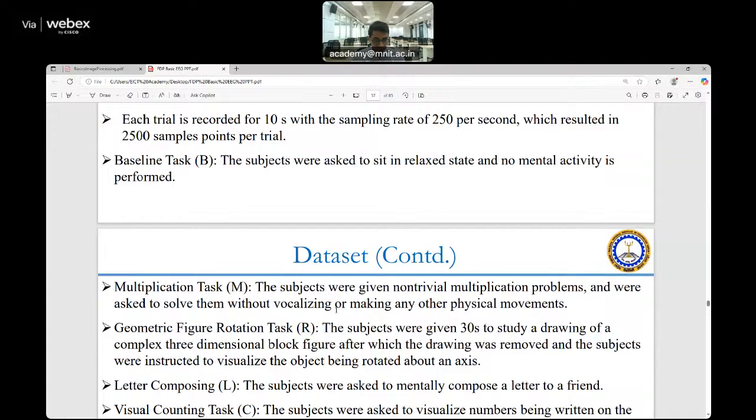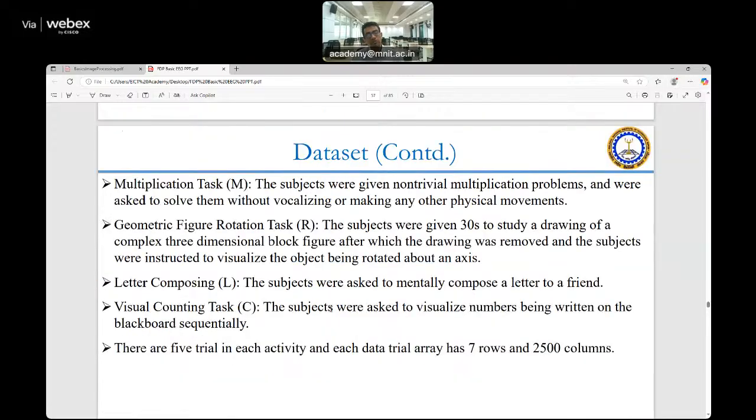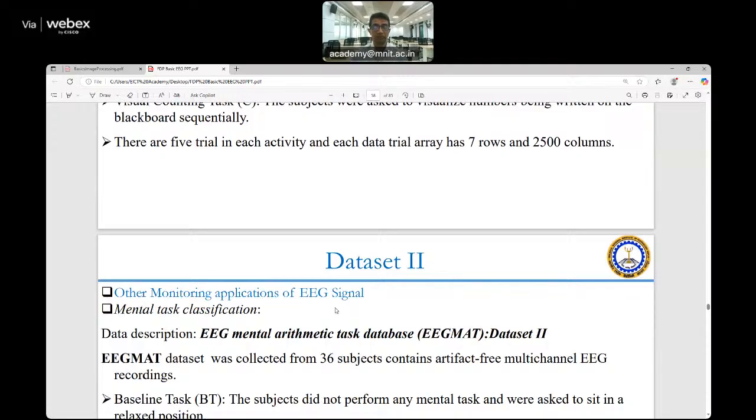Another is letter composing. In letter composing, the subjects were asked to mentally compose a letter to a friend. In visual counting, the subjects were asked to visualize numbers being written on a blackboard sequentially. There are 5 trials in each activity, and each data trial array has 7 rows and 2500 columns.